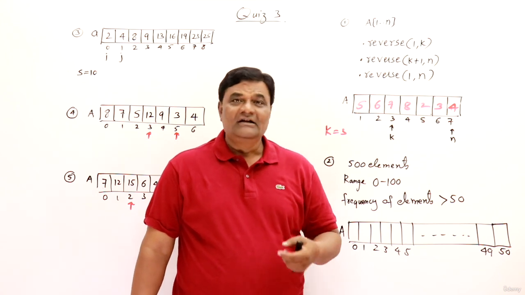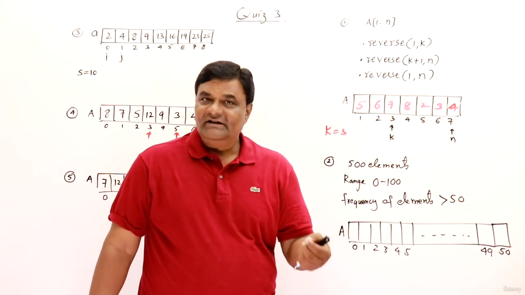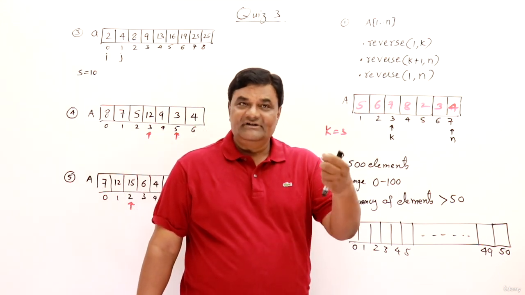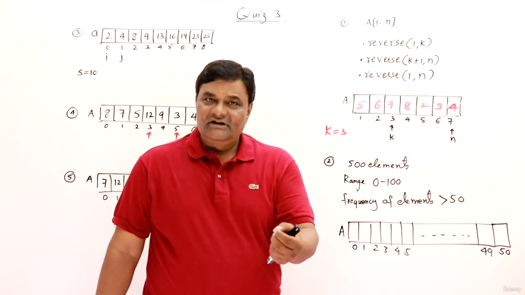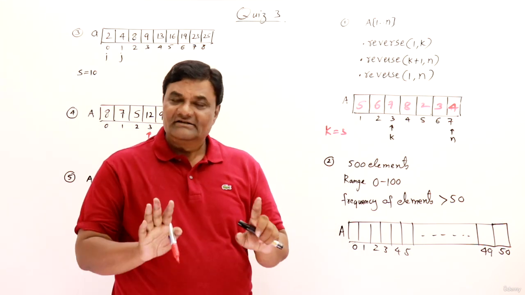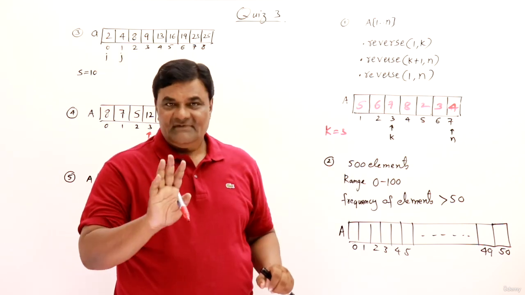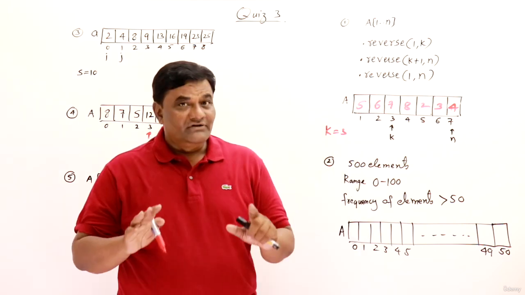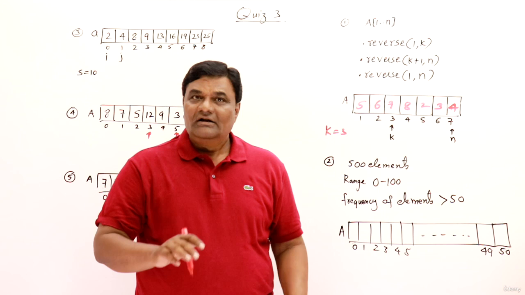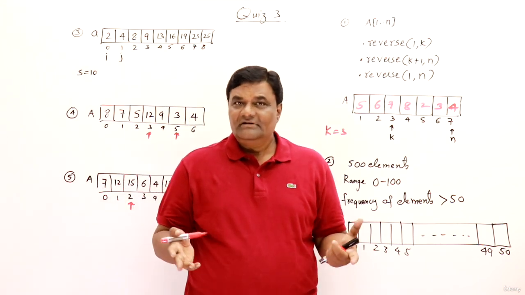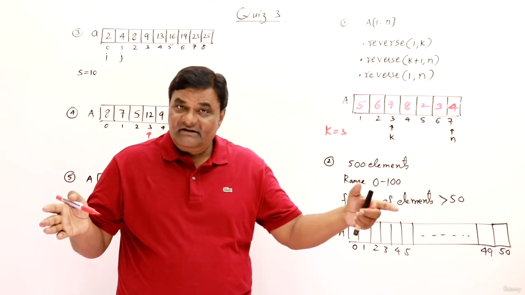So the elements are like 5, 3, 7, 20, 35, 45, 35, 95, 85, 85, 75, 85, like this the numbers are there. How many? 500 numbers are there. That's it. Next. If you have observed, elements may be repeating. Yes, because there are 500 elements.